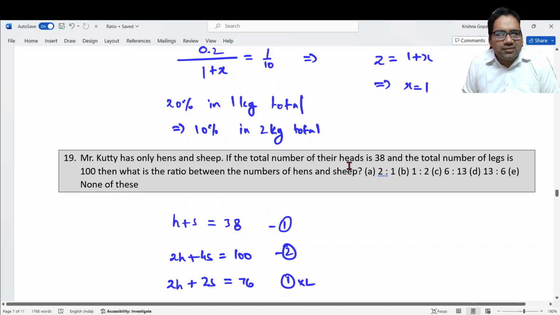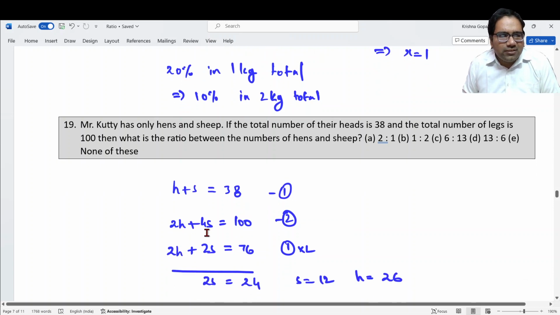Now total number of legs. A hen has 2 legs. So 2h would be the legs from hens, and 4s, there are s number of sheep, 4s would be the number of legs coming from the sheep. Right, 2h plus 4s is equal to 100. These are two equations. Hen plus sheep is equal to 38. 2 times hens plus 4 times sheep is equal to 100.